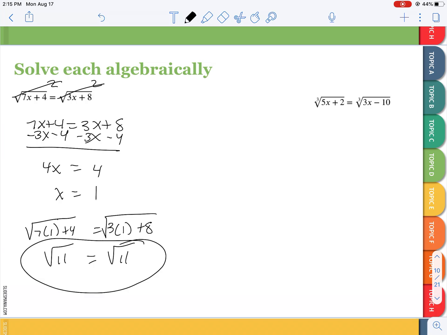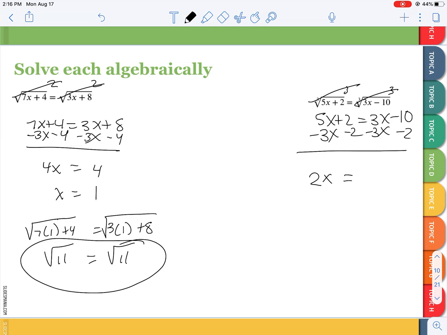Second example over here is with cube roots. So again, we have two cube roots, and they're on opposite sides, which is what we want. And then we undo the root by doing the power. So since this is cube root, we will do third power to both. And we will subtract that 3x over. We will subtract that 2. And if we divide, we get x is negative 6.